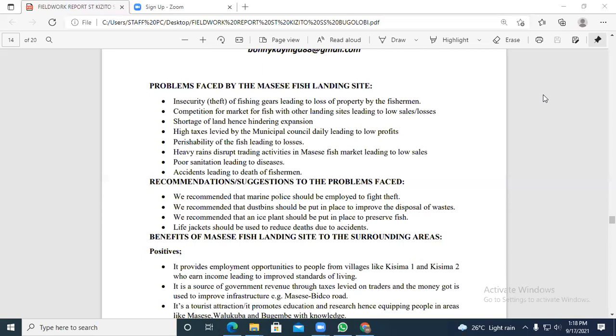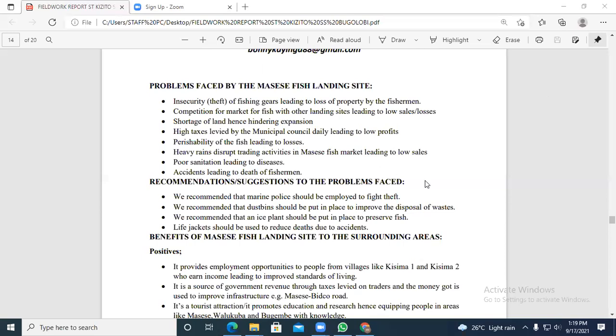Alpha, help me. Okay, let me try mine. We recommended the people of Giza village south of Mboya Hill to put dustbins at every corner to solve the problem of poor garbage disposal. Good.